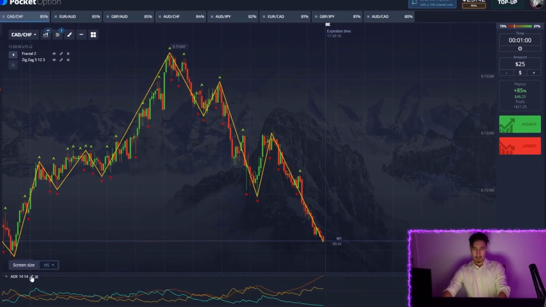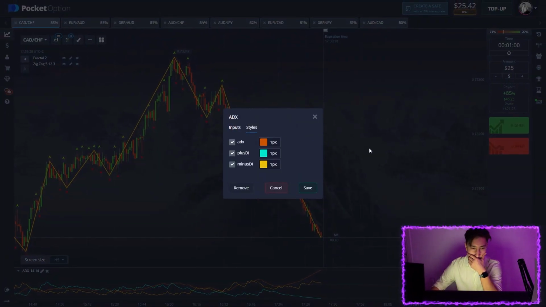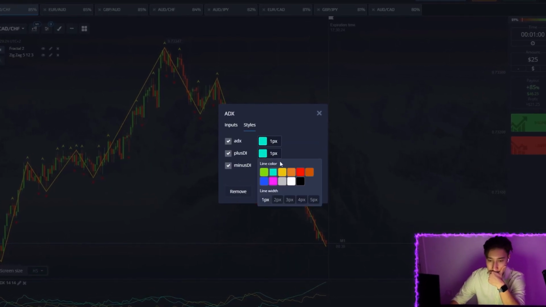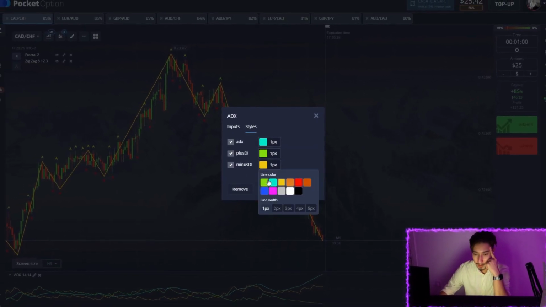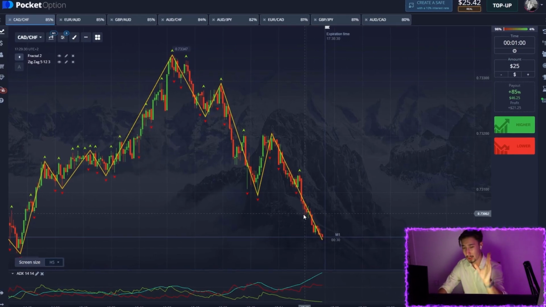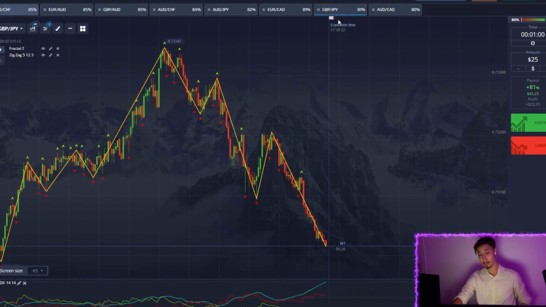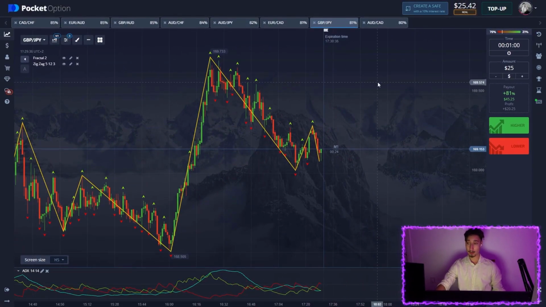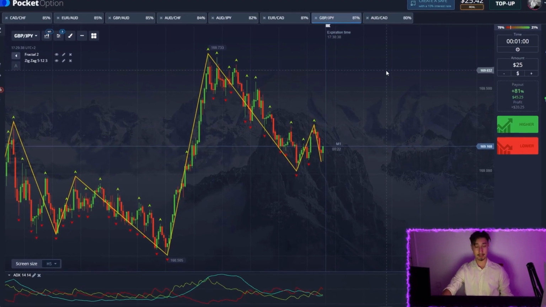I want to change the colors of ADX. We're going to put green for the plus and red for the minus, of course, and keep it like this. It will be clearer, I guess, for me. Yep. Let's go, guys. Let's analyze the market.